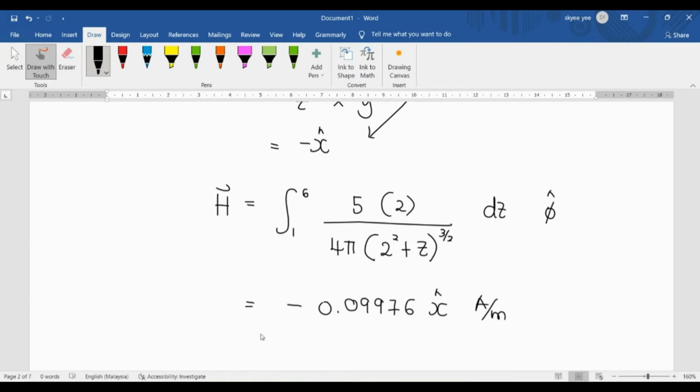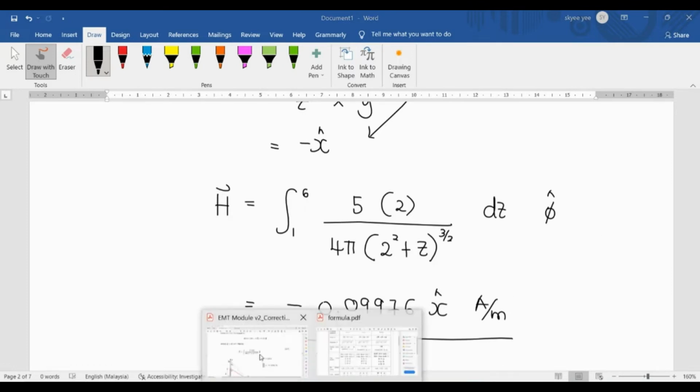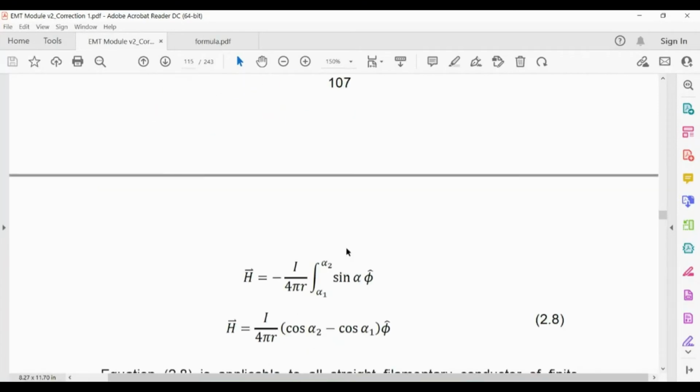All right, so this is the second method. You get the same answer. So far, any questions? No questions? If no questions, then we will move on to the next one.